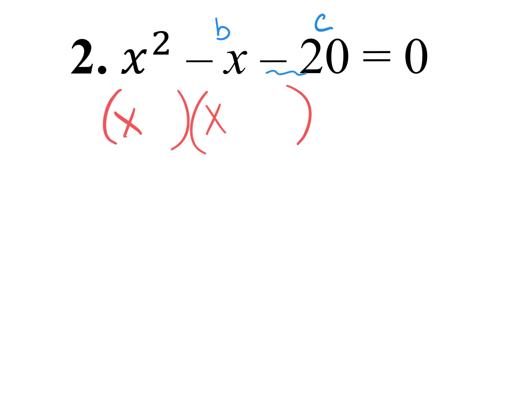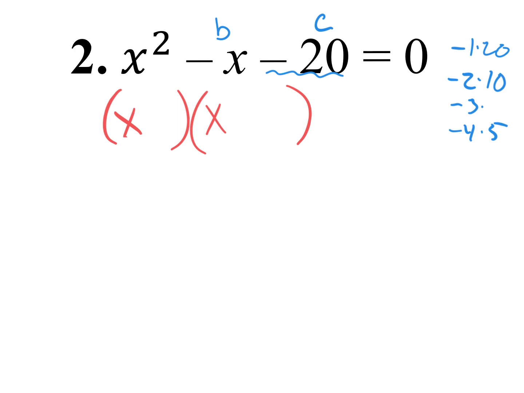How could you get negative 20 with multiplication? It could be negative 1 times 20, or negative 2 times 10, negative 4 times 5. Those are all the possible ways of multiplying numbers together to give you negative 20. Which of these pairs of numbers combines together to give you the middle value, which happens to be negative 1?